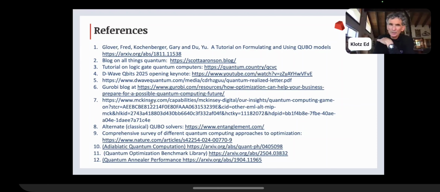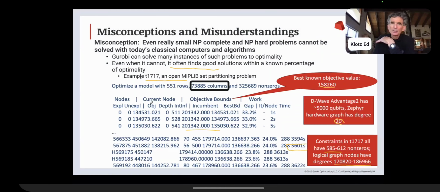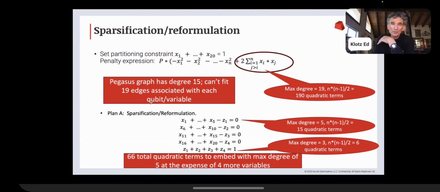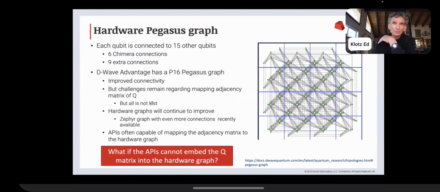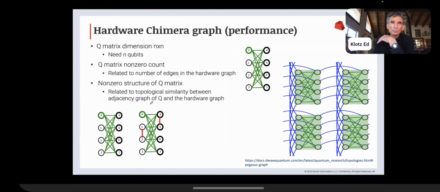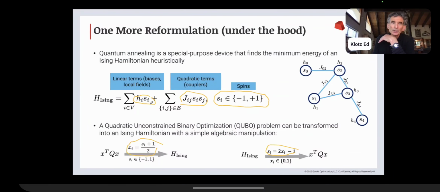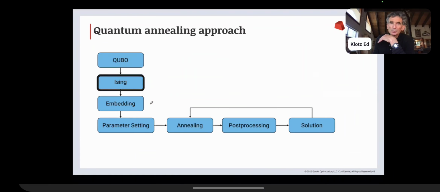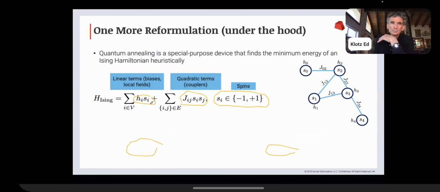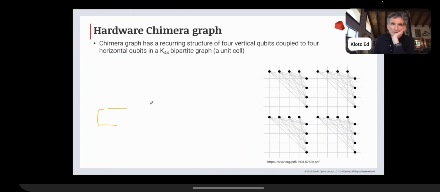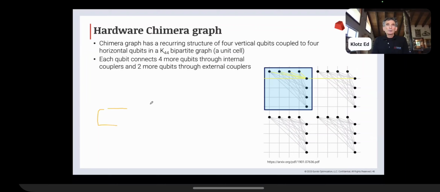Okay, let's pause the questions. I'm going to go back and touch on, because it came up in some of the questions, either directly or indirectly, how do we embed the non-zero coefficients of our Q matrix into the hardware graph? So this embedding step sits under the hood. And we talked about these graphs. So let's now dig down.